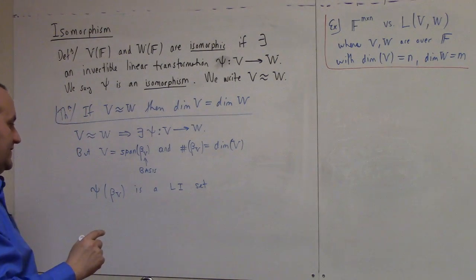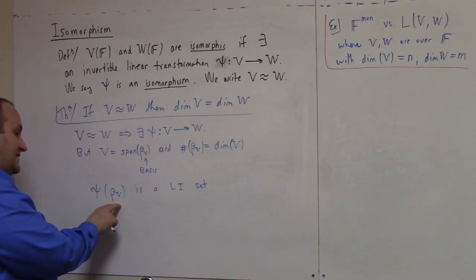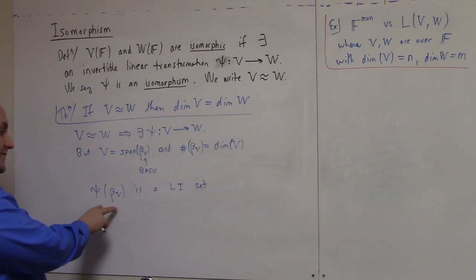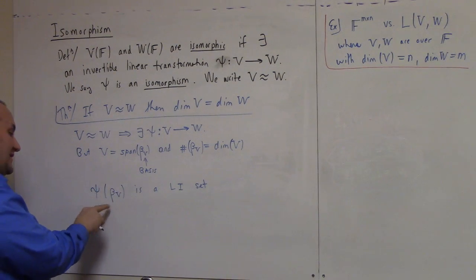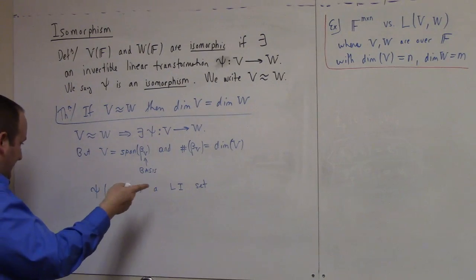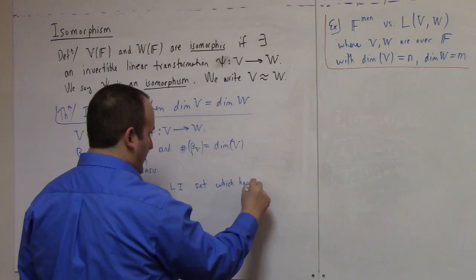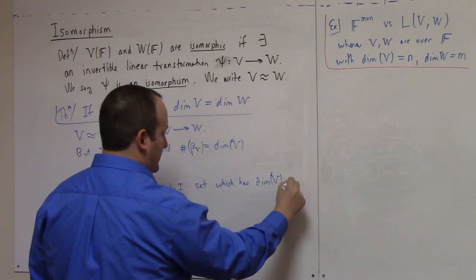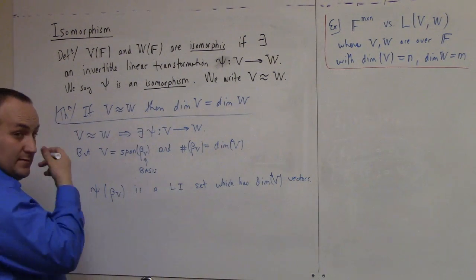It's a linearly independent set of vectors because we know that psi is an invertible map. We proved today that an invertible map maps a linearly independent set to a linearly independent set. And if you think about it, it must have the same number of things, because if it didn't, that means it doubled up, which means there's a linear dependence. That's impossible because the images form a linearly independent set, which must have the dimension of V vectors in it by counting.